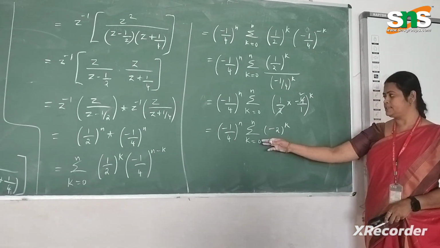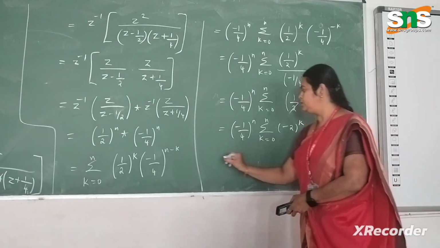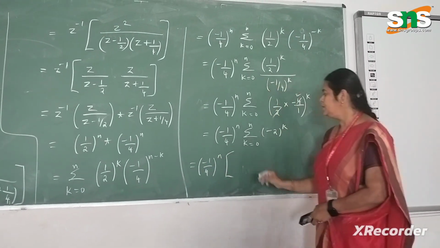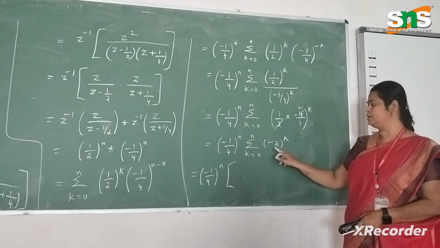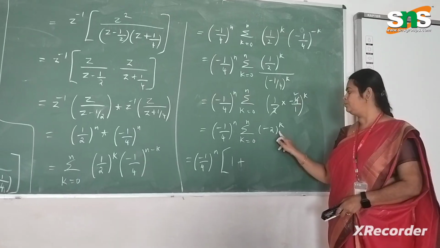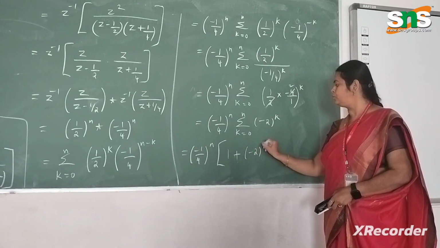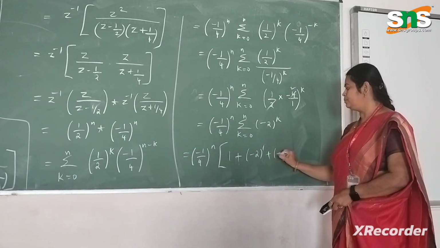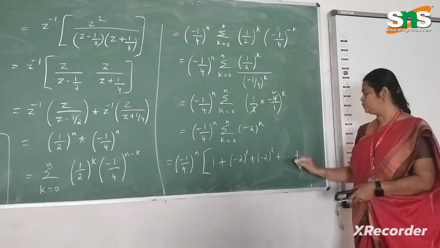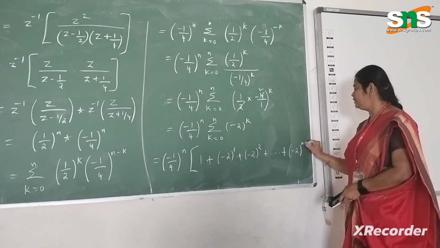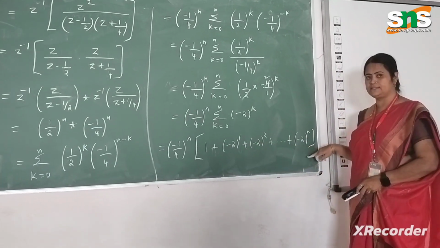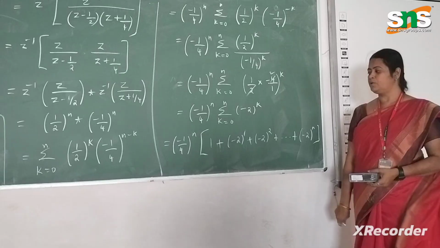Next we are going to expand the summation. So you put the value for k. What you get: (minus 1 by 4) power n into, when k equal to 0, minus 2 power 0, anything power 0 is 1. Plus when k equal to 1 you get minus 2 power 1. When k equal to 2, (minus 2) whole square, plus etc. Plus when k equal to n you get (minus 2) power n. So this is our form 1 plus r plus r square plus etc. plus r power n.